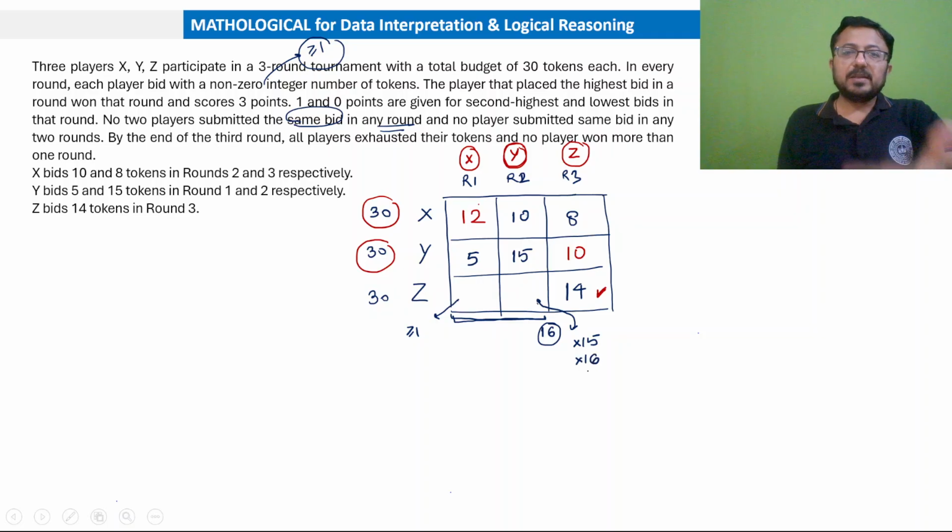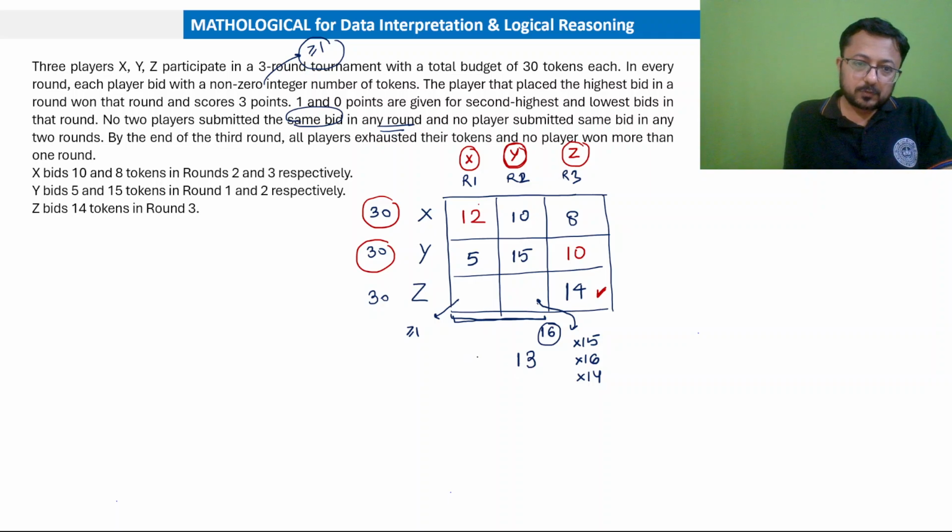16 भी नहीं हो सकता, 15 भी नहीं हो सकता, क्या 14 होना पॉसिबल है? Because Z has bid 14 tokens in round 3, तो 14 भी नहीं होगा. Neither 15 nor 16 nor 14. So the first possible value will be 13. Z can bid 13 tokens in round 2, and in that case total is 16 of round 1 and round 2. So round 1 tokens bid by Z will be equal to 3. So 3 and 13 can be a case. That is a possible case.